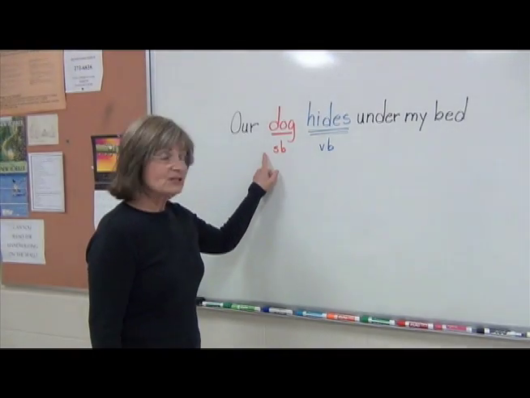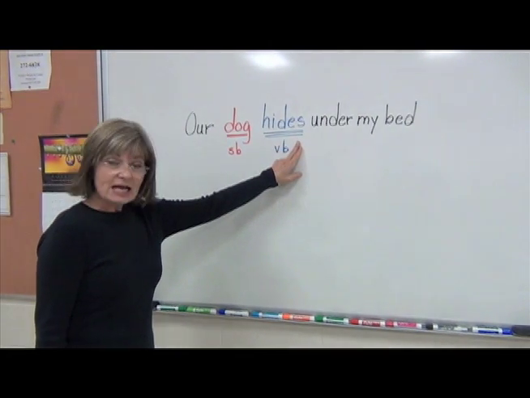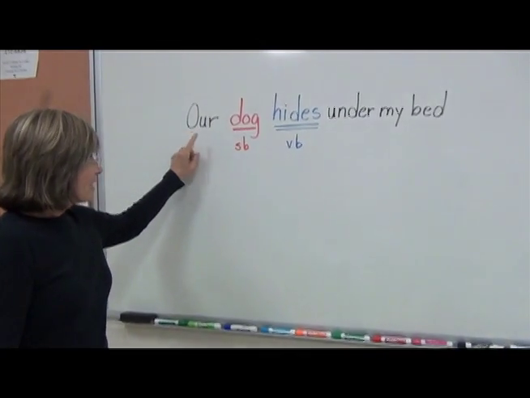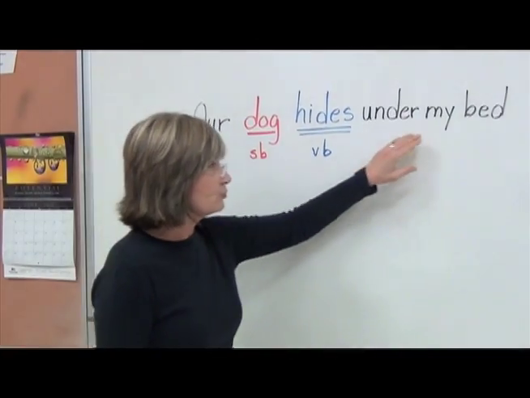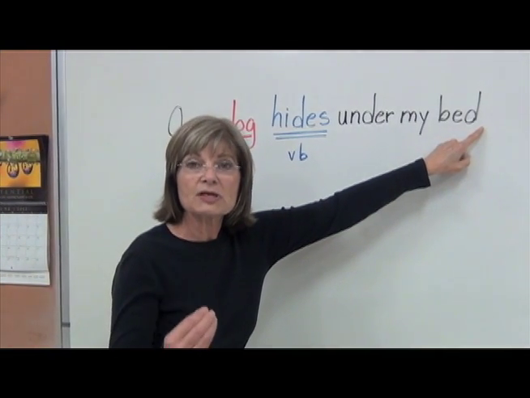The dog is doing the hiding, so the dog is the subject. The dog is hiding, or it hides, so hides is the verb. We have a subject and verb. It forms a complete thought. Our dog hides under my bed. I could add a period here and form a complete simple sentence.